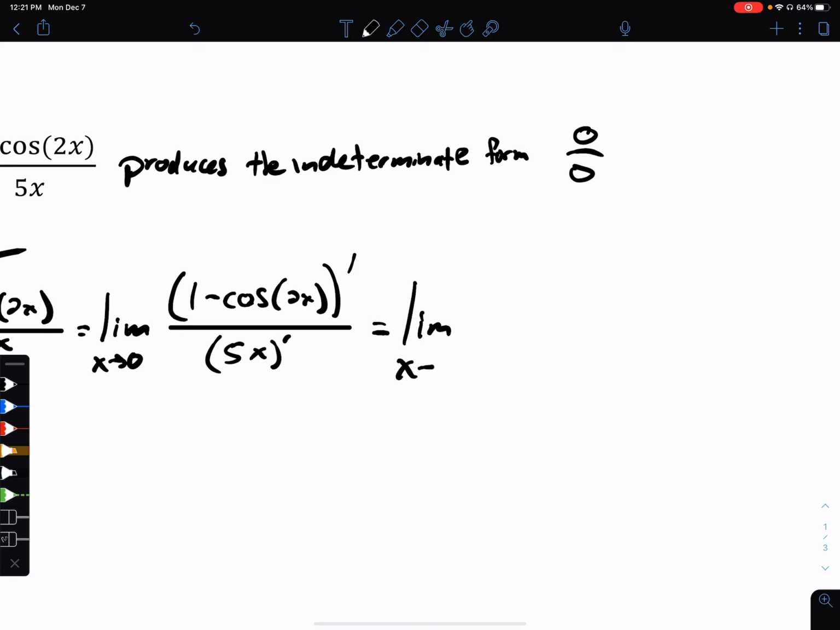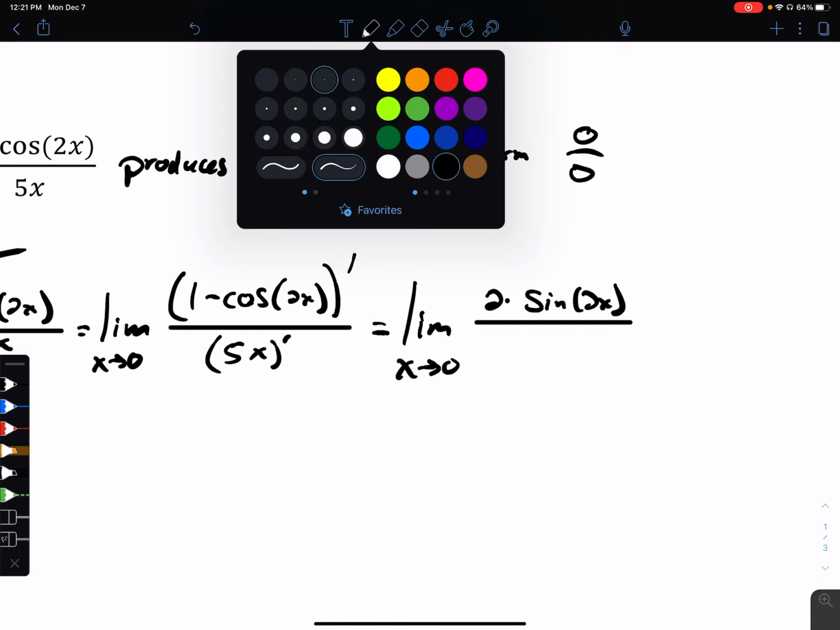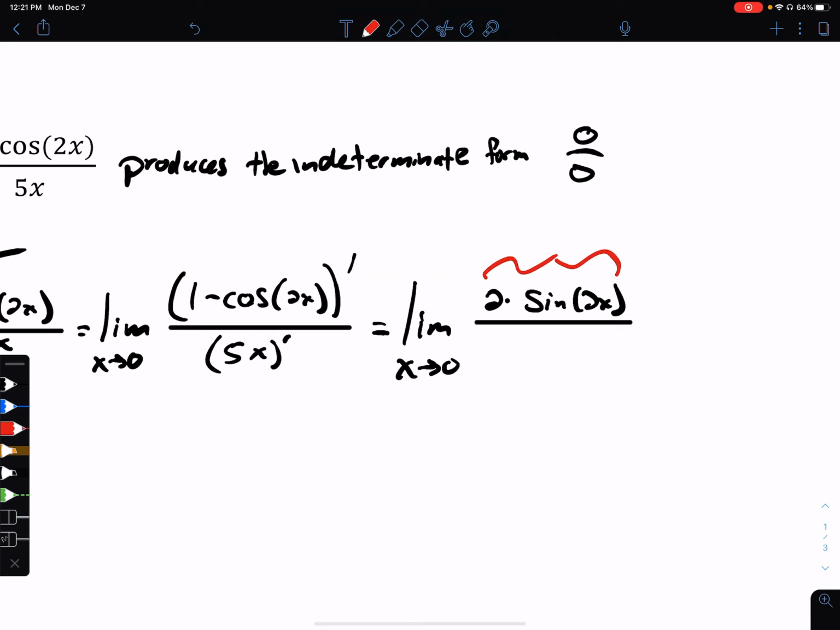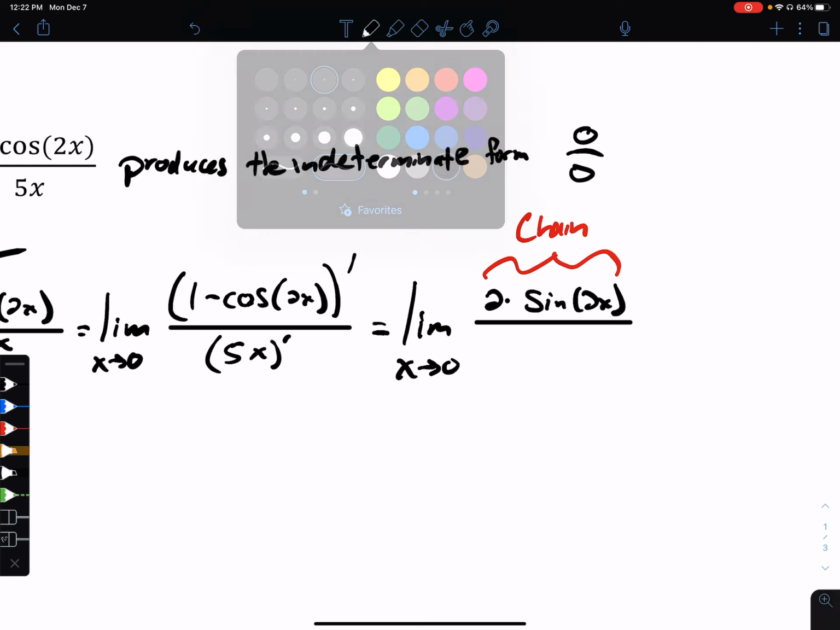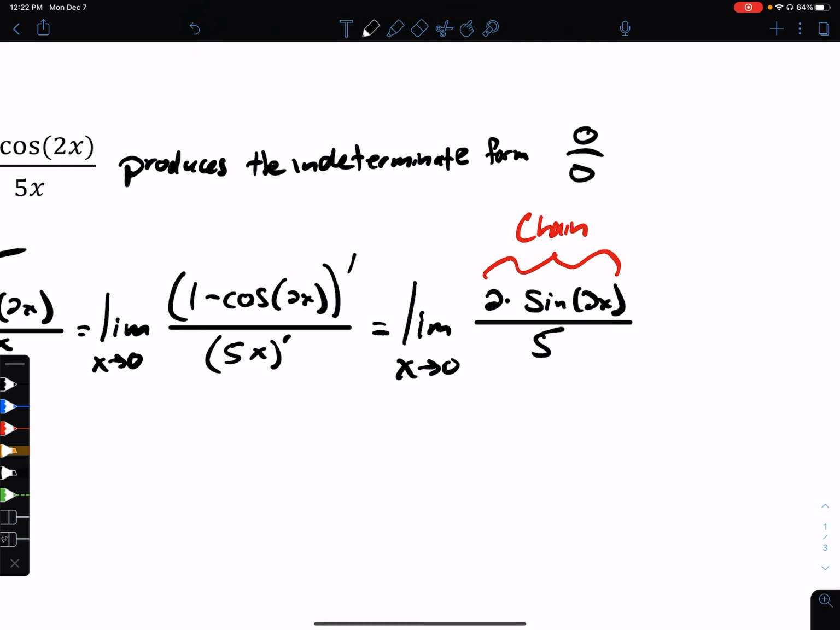So this is the limit as x approaches 0. It's going to give us sine of 2x, because the inside stays the same. Then we multiply this by the derivative of the inside, which is a 2. Just going to make a note here. This is the chain rule. The denominator, derivative of 5x, is just 5.